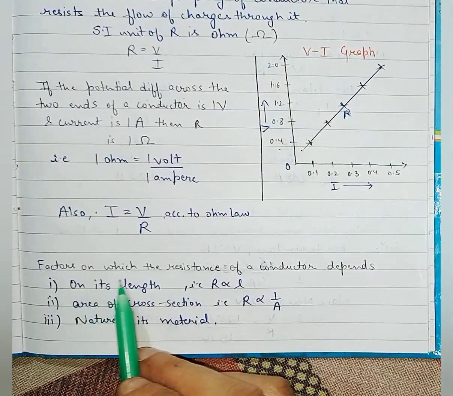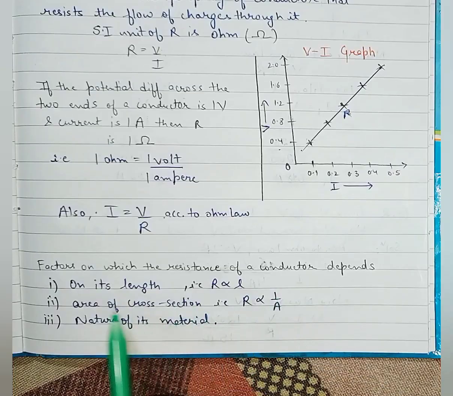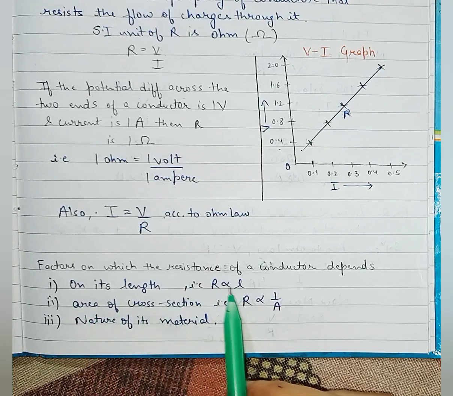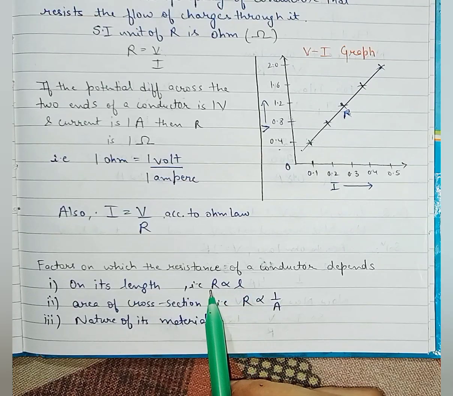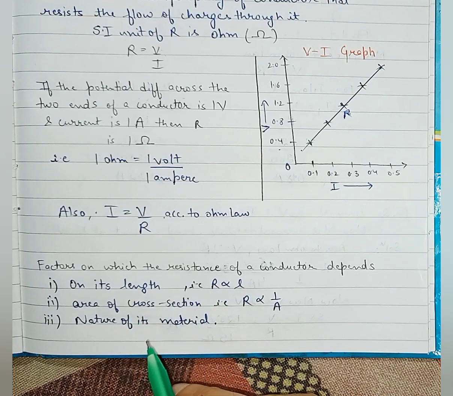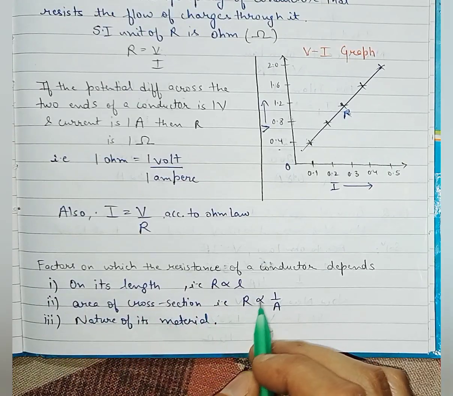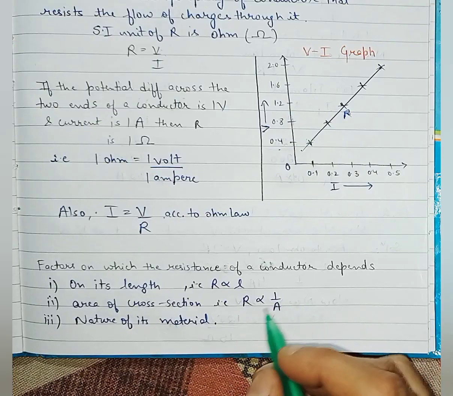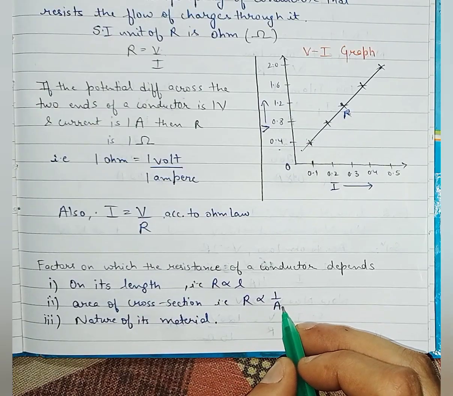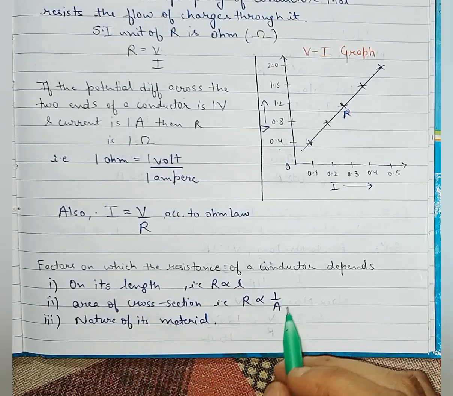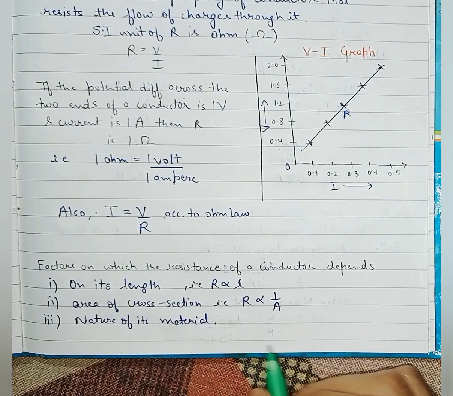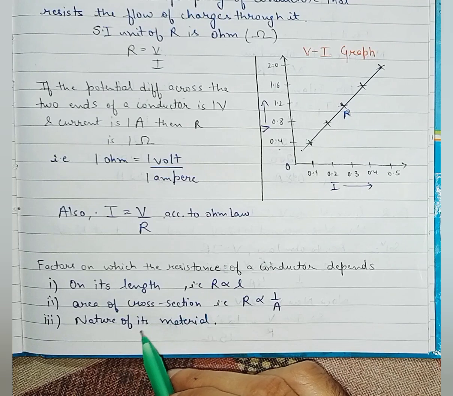Now, there are some factors on which the resistance of a conductor depends, such as its length. R is directly proportional to L. It means that when the length of the conductor, or we can say wire, increases, then the resistance also increases. Area of cross section: R is directly proportional to 1 by area A. We can say that when the area of cross section is low, then R becomes high. It also depends on the nature of the materials.